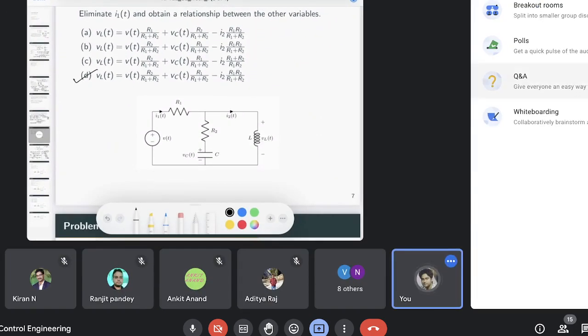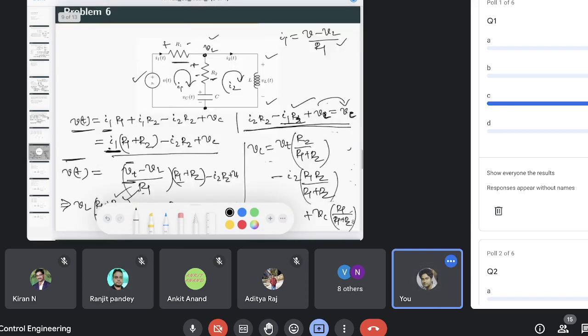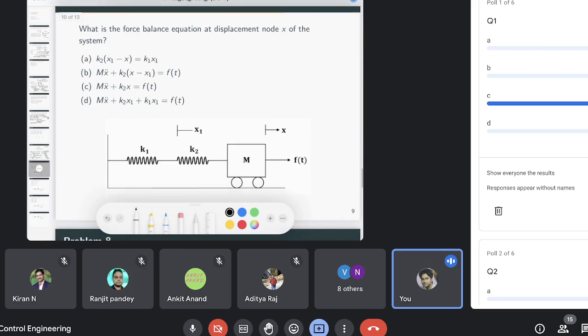Okay, so we can move to next question then. Okay. Okay, so if anything not clear, please ask. Okay, so I'm assuming that it's clear.